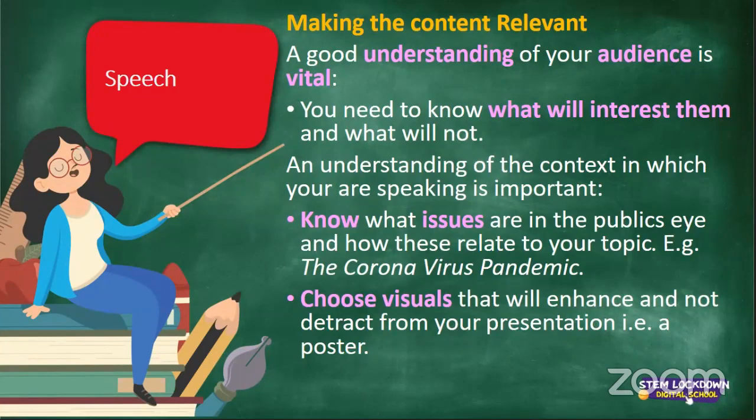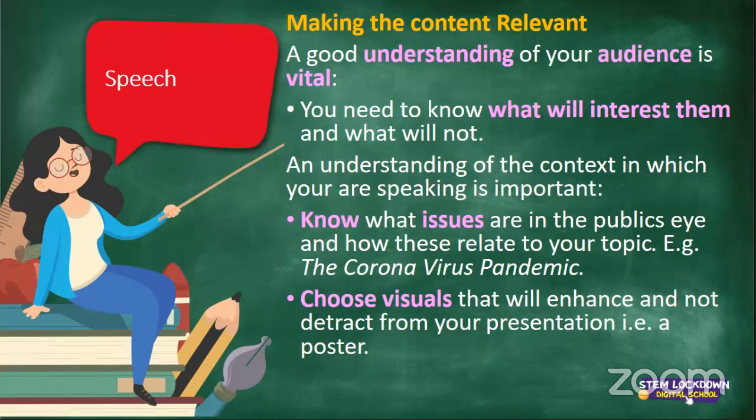If you are presenting to your classmates, you need to know what your classmates' interests are so that you can keep their attention. An understanding of the context in which you're speaking is important. So, if you're speaking in the classroom or if you're speaking in assembly, you need to understand how you would address the two different crowds. Remember, in the class, you would be addressing your peers, people your age, sometimes your friends, but in an assembly, you are addressing younger learners and older learners. So, you need to know exactly what to speak about and how to speak about that.